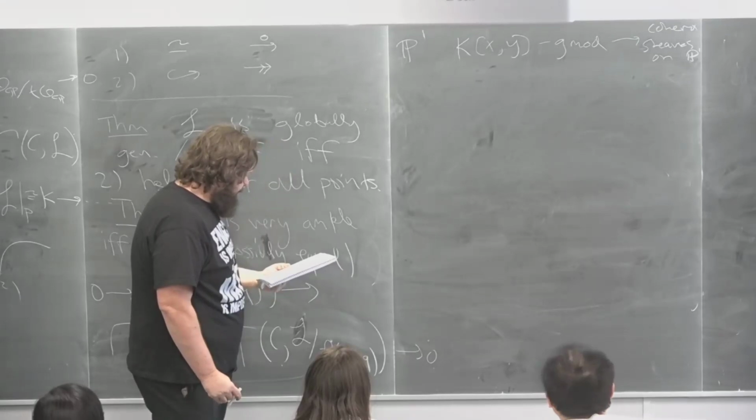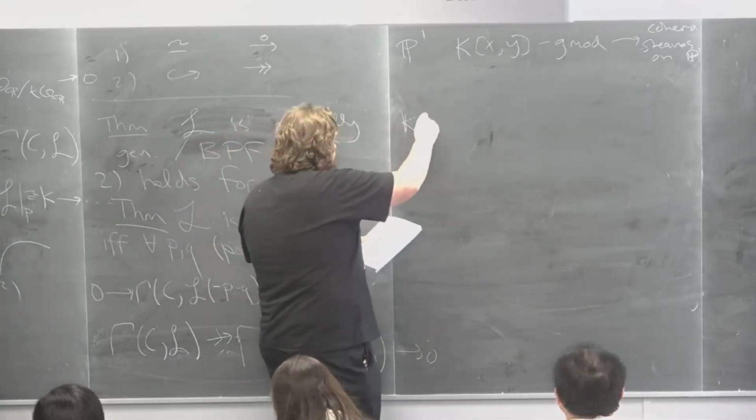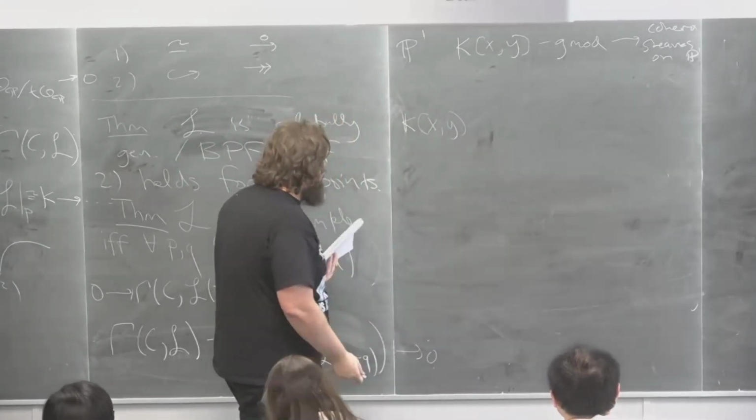And the kind of example to think about is here I have k[x,y].